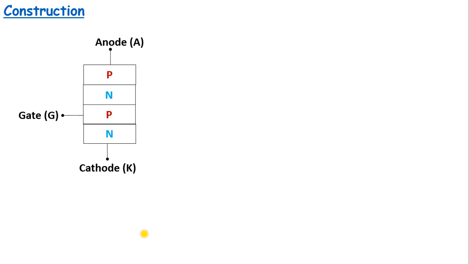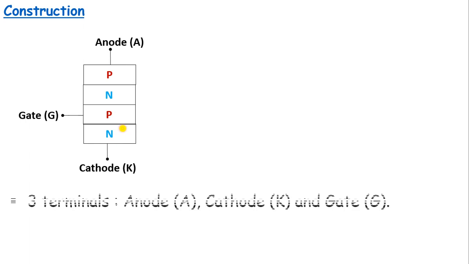Now we will discuss the construction of the SCR. As I said earlier, it is a 4-layer PNPN device. So the 4 layers are arranged like this. Moreover, it consists of 3 terminals called anode, cathode and gate. They are represented by the variables A, K and G, and you should know from where to derive the anode terminal, cathode terminal and the gate terminal, because here we have 4 semiconductor layers, but we need to derive only 3 terminals. So it is important to know from where to derive anode, cathode and gate.